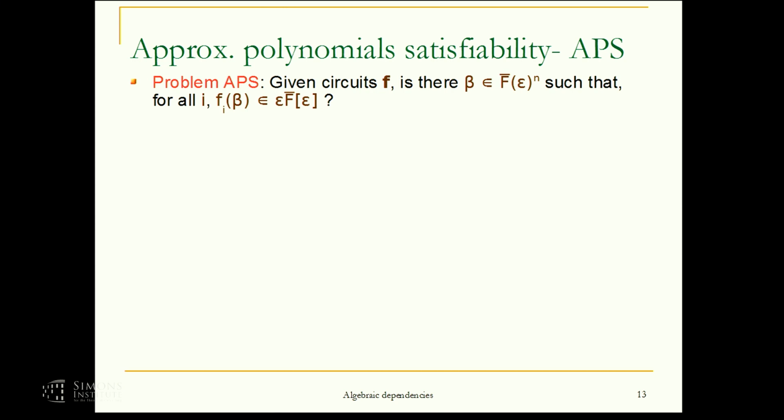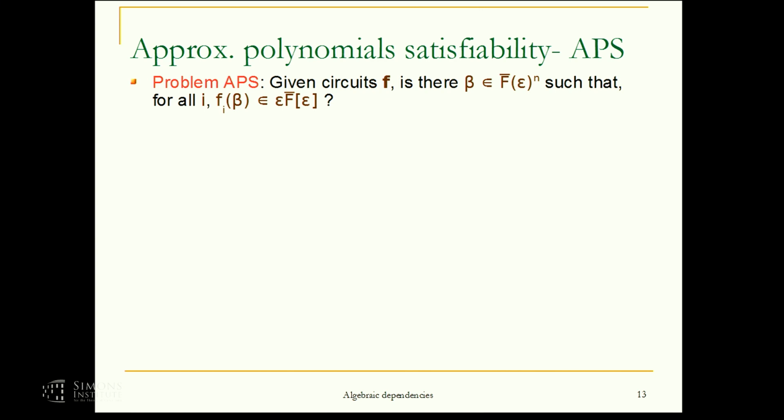And third, the most interesting equivalent formulation of this question is the following, which we call approximate polynomial satisfiability. This is a generalization of polynomial satisfiability. Here you are not looking for a root, but you are looking for rational functions in a single variable epsilon, such that when you evaluate f_i at this point beta, you don't care about 0, you just care about it being a polynomial that is a multiple of epsilon.